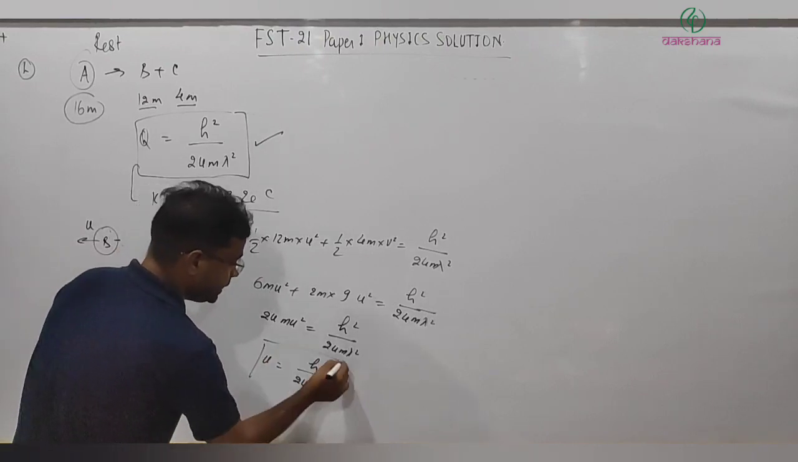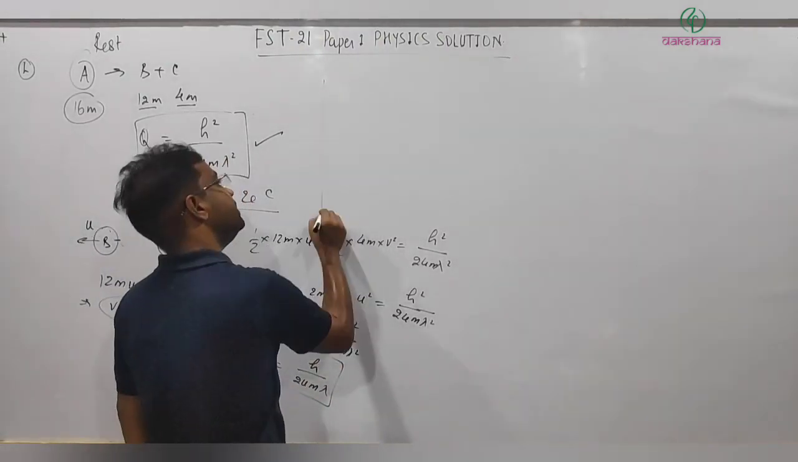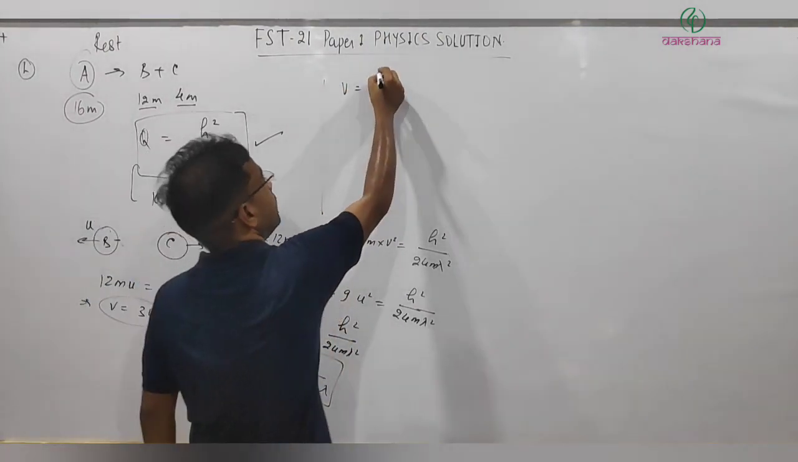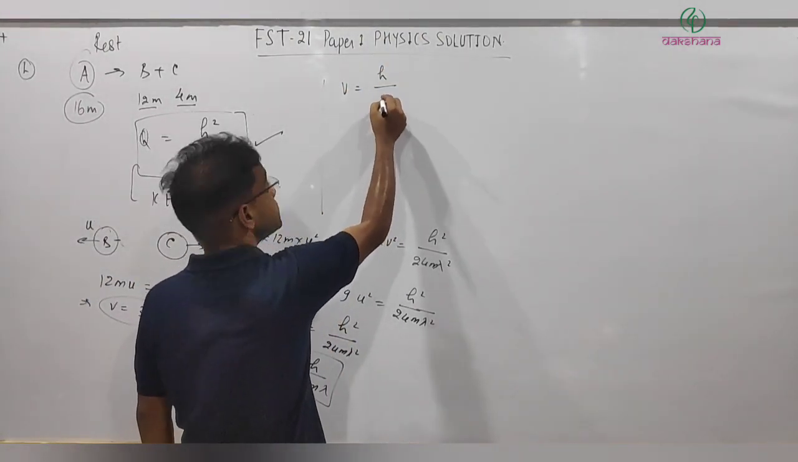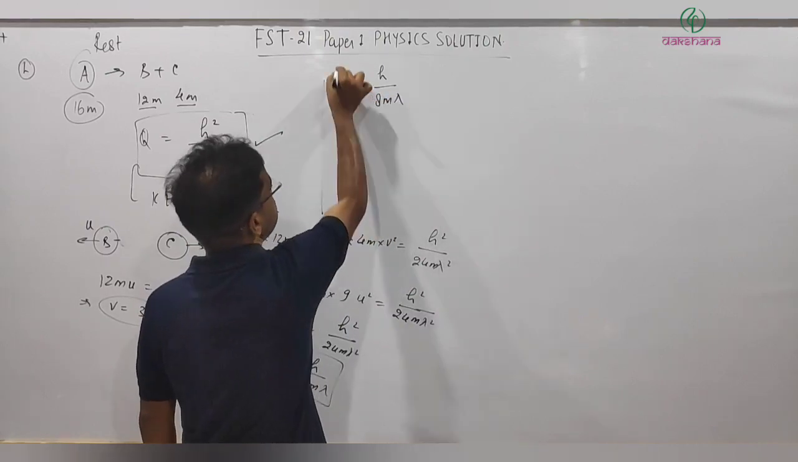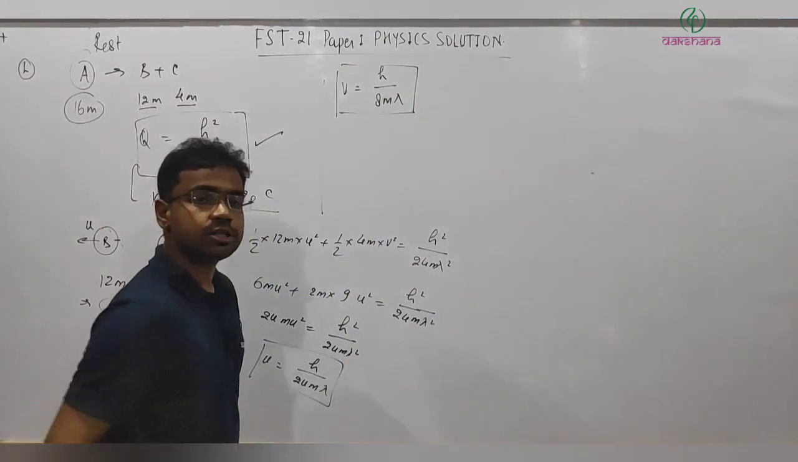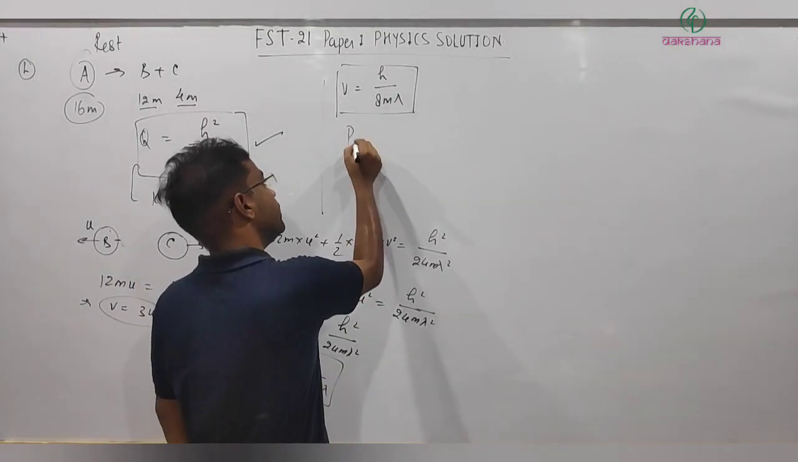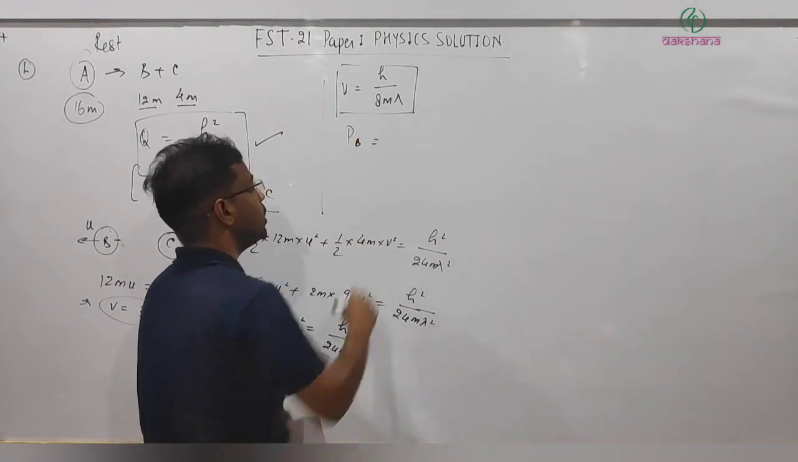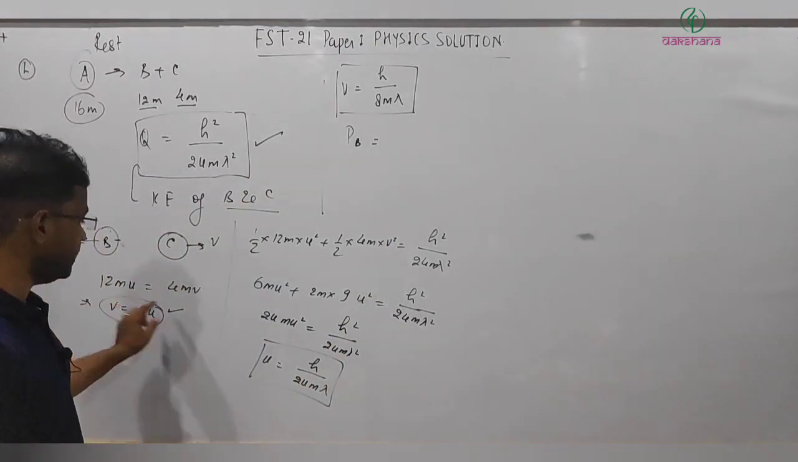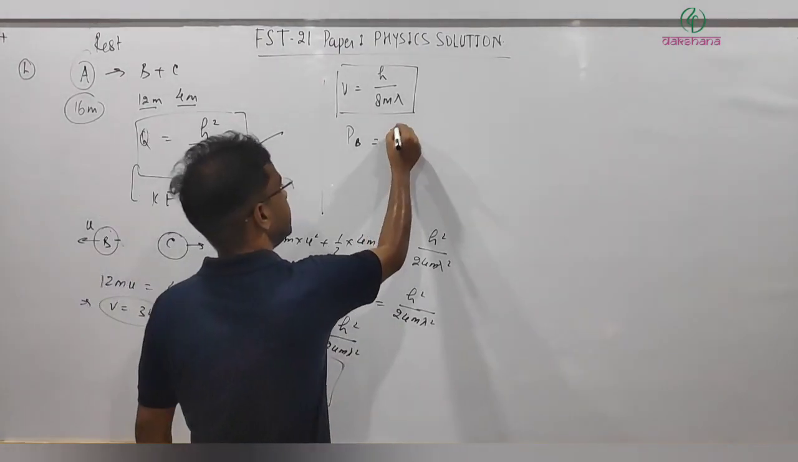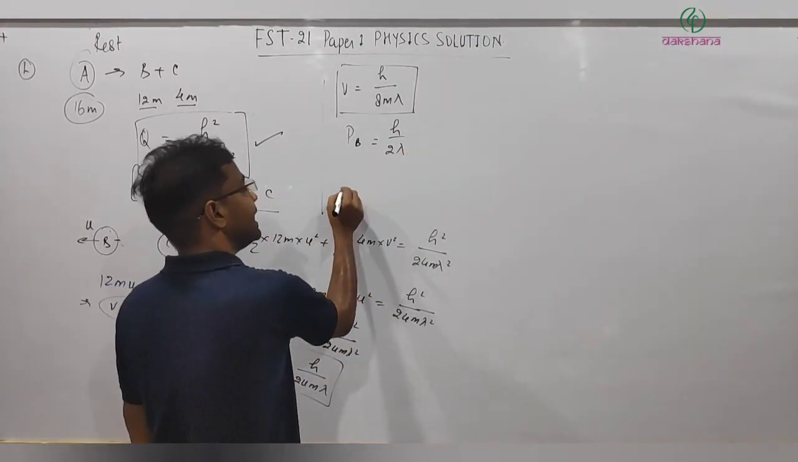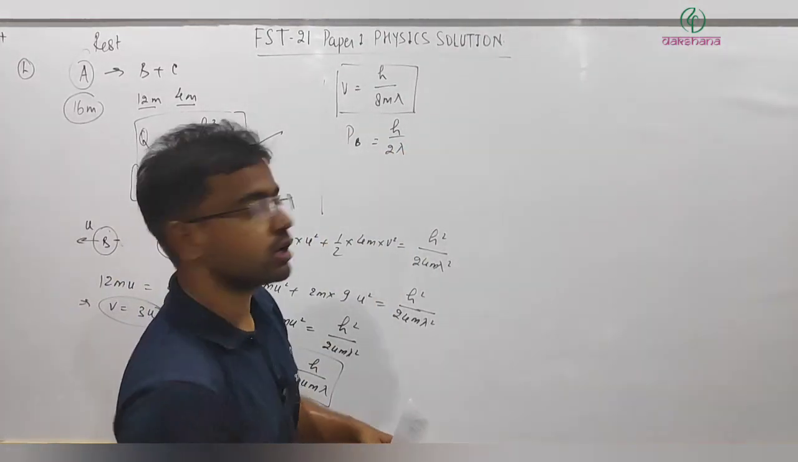So we got u, and v will be equal to what? V is 3 times u, so that will be equal to h divided by 8m lambda. So we got the velocity of both B and C. Then I can get momentum. P is mass multiplied by velocity, so that comes out to be h by 2 lambda. This is PB. Then the de Broglie wavelength it is talking about.